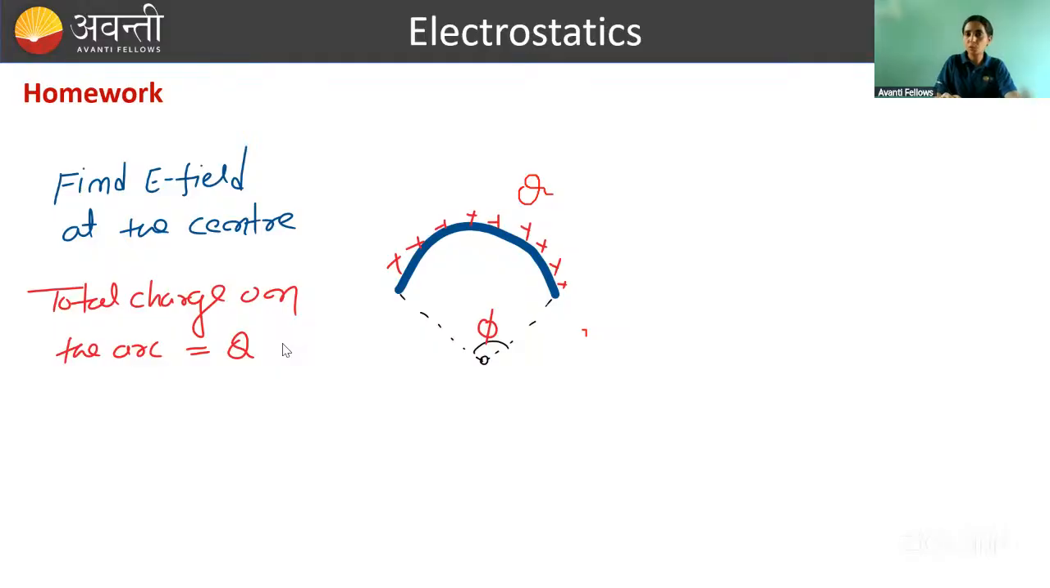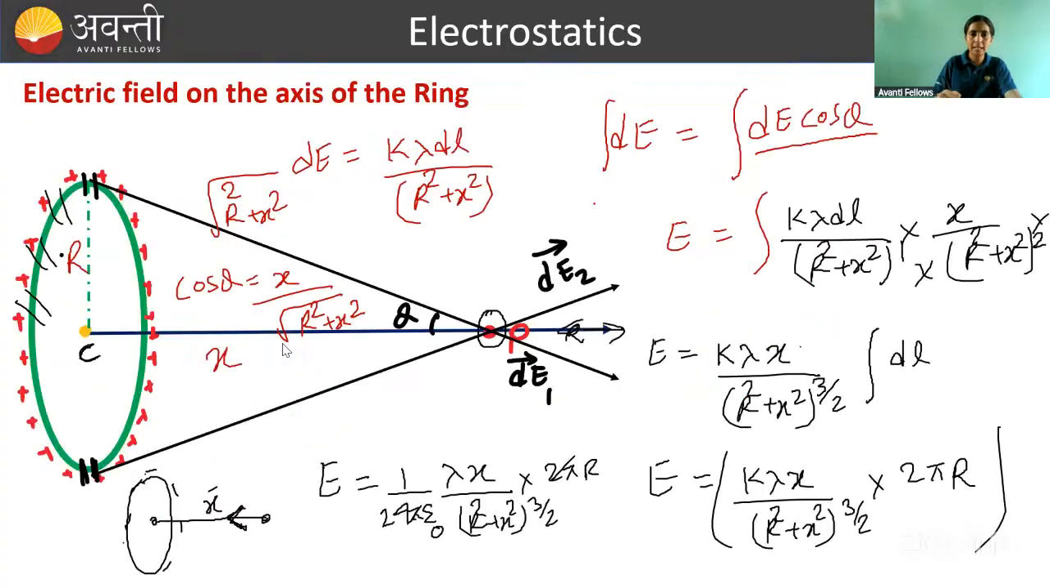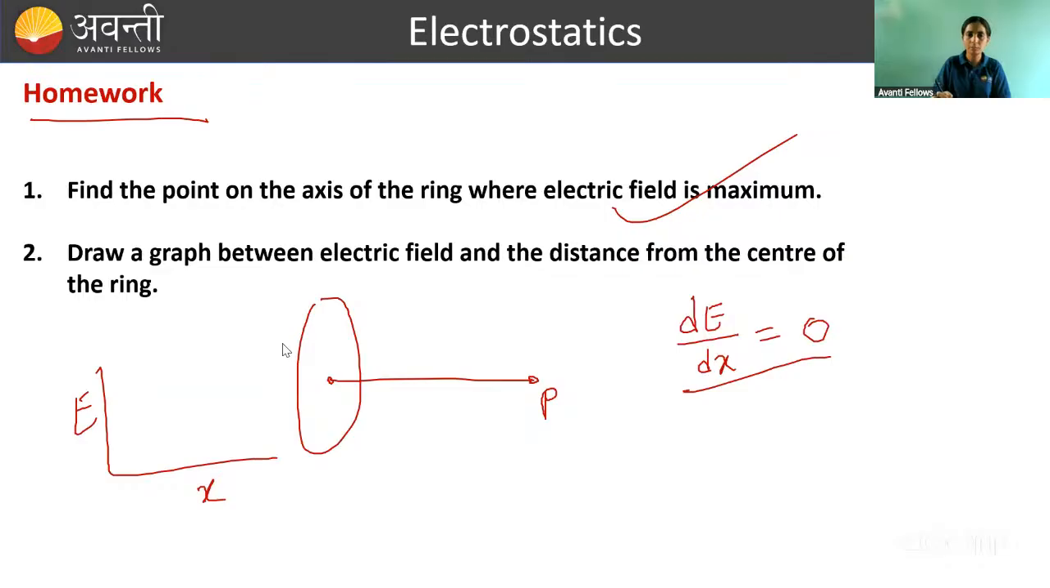Again, for the full ring, we have calculated electric field at the center. For an arc, you have to calculate electric field at the center. If you calculate electric field at the center here, अगर तुमसे पूछता है electric field at the center क्या होगा, you will put x equal to 0, right? So, if you put x equal to 0, electric field will be 0. So here electric field at the center of ring is 0. ठीक है? For the arc, you have to see it will be 0 or not. I mean, it won't be 0.